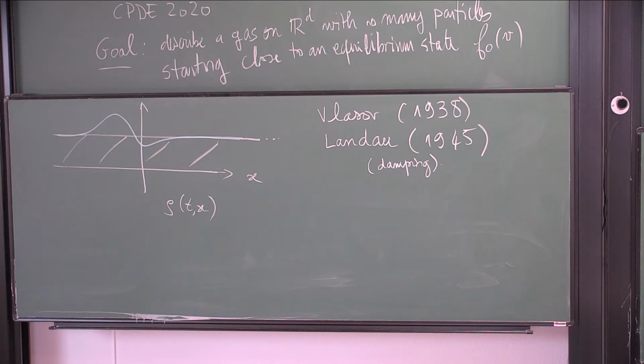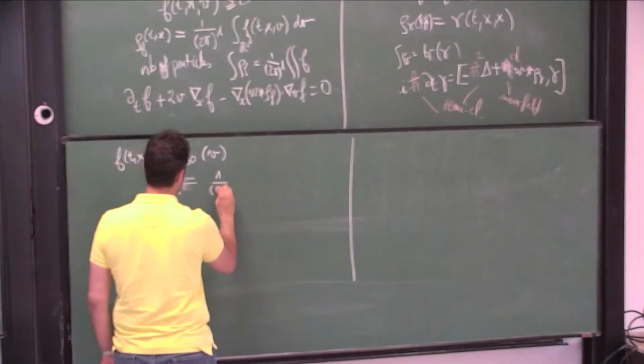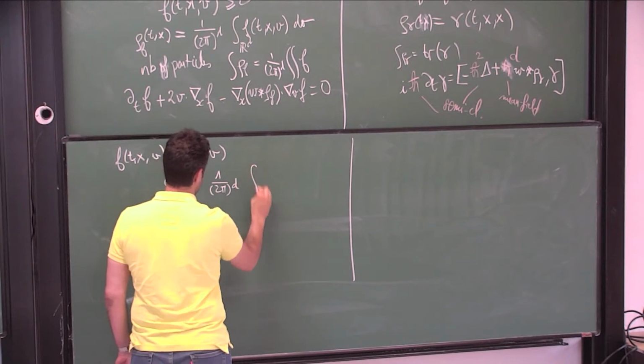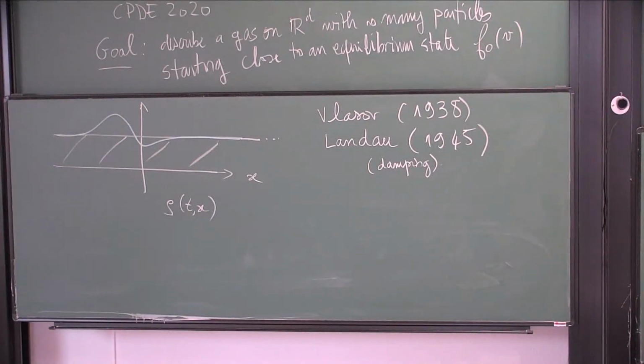Why is it so? Well, first, let's compute the density of the state. The density is just a constant. It's 1 over 2 pi to the d integral f0. So you see that if your f0 is integrable, then the density is finite, and that's our positive density, that's our positive constant.